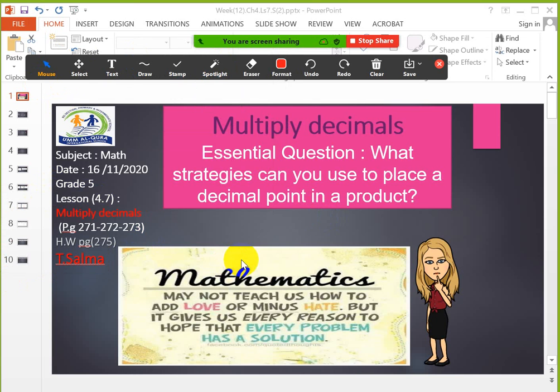Girls, today we will start a new lesson, multiply decimals. So please bring your books and open your books on page 271, and we will start after 1 minute.